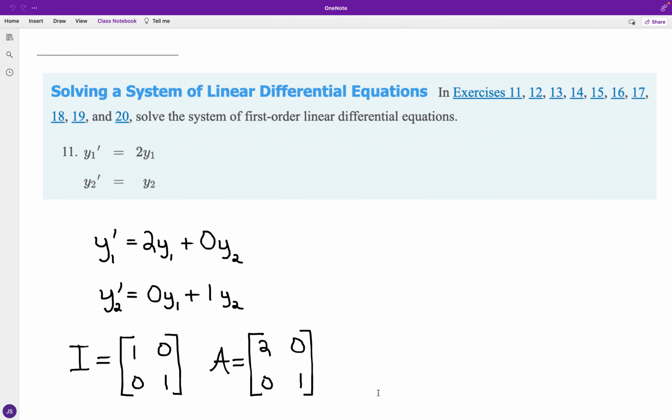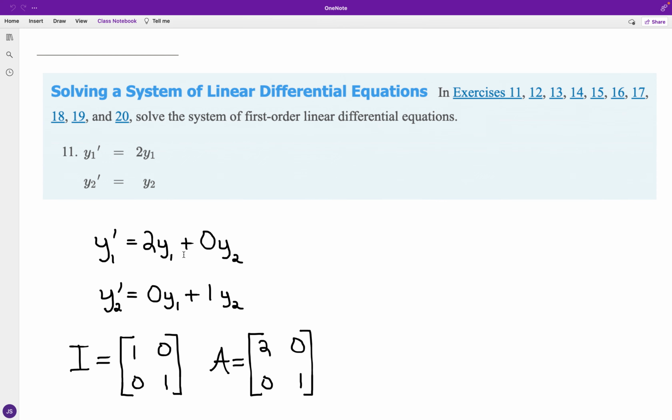Let's say we have a system of two equations. The first one has the first order derivative of y sub 1 equal to 2 times y sub 1, and the first order derivative of y sub 2 is equal to y sub 2.